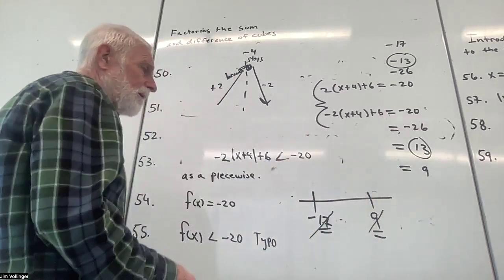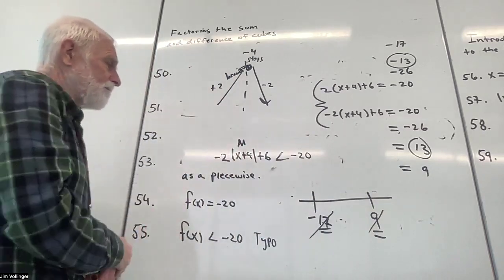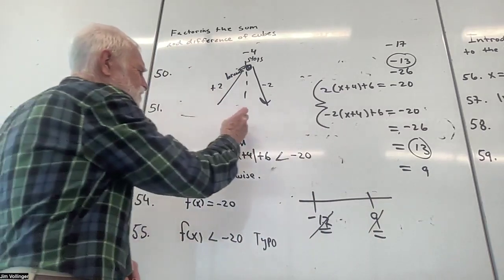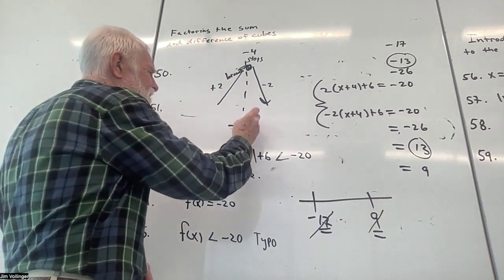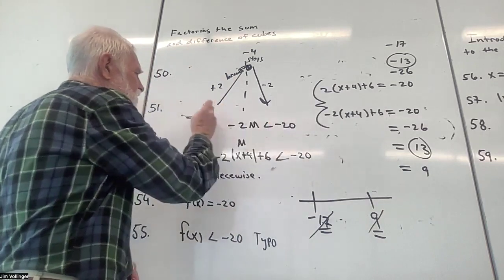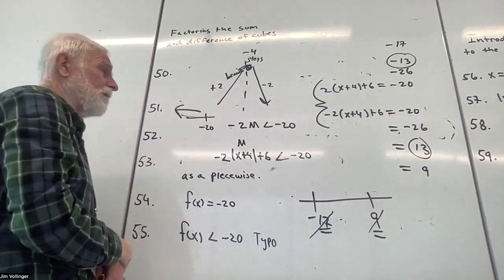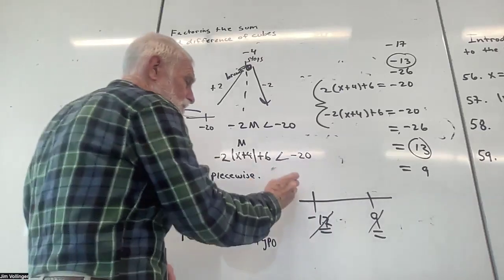Let's pick a number. I'll put 1,000,000 in here. -2 million plus 6. Is -2 million less than -20? Well, here's -20 on a number line. I wonder where that is. Oh, I think it's way out here. I would say that's true.